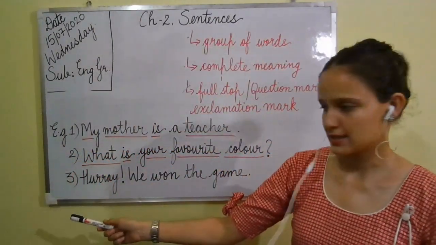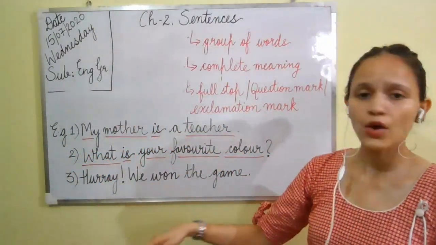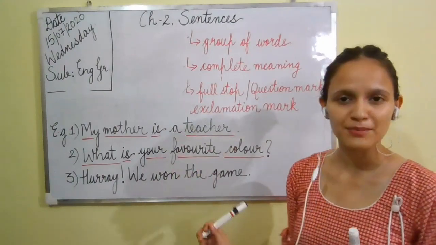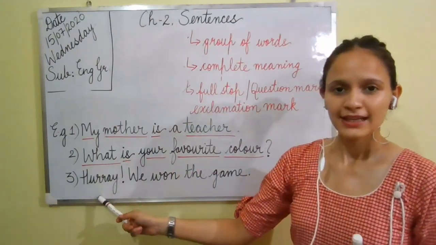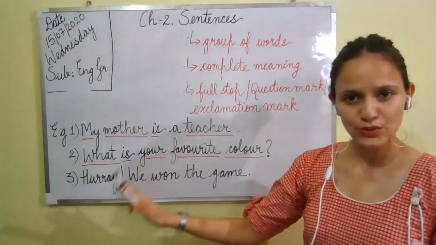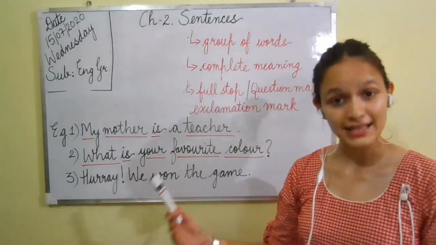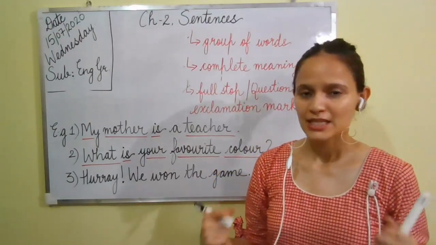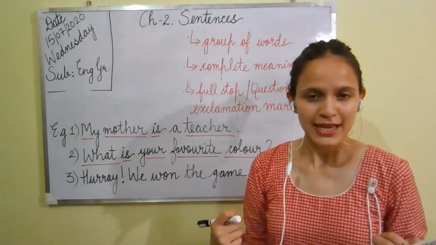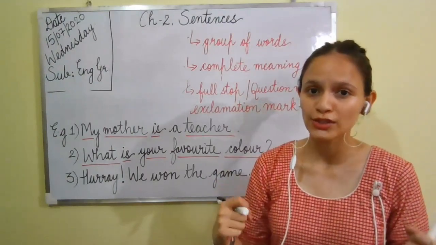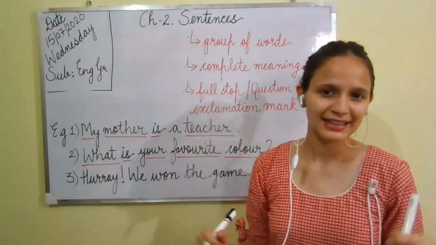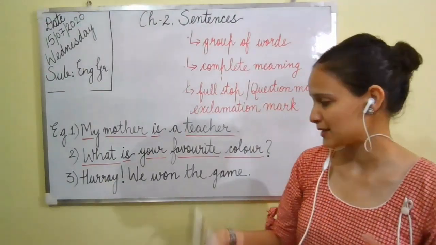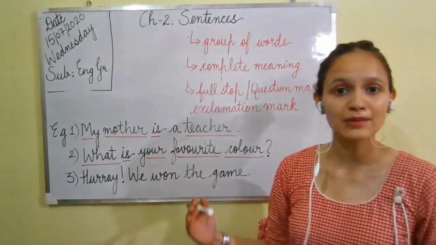So the third one is, here you can see, hooray, we won the game. Hooray, we won the game. So here you can see, ये सुनकर आपको कोई मीनिंग समझ में आया? Yes. Someone is expressing his happiness. जब हम happiness show करते हैं, जब हम बहुत excited होते हैं, बहुत खुश होते हैं, तो भी इसे hooray, yippee, yes. So, someone is expressing his happiness or her happiness. We won the game. हम game जीत गए.